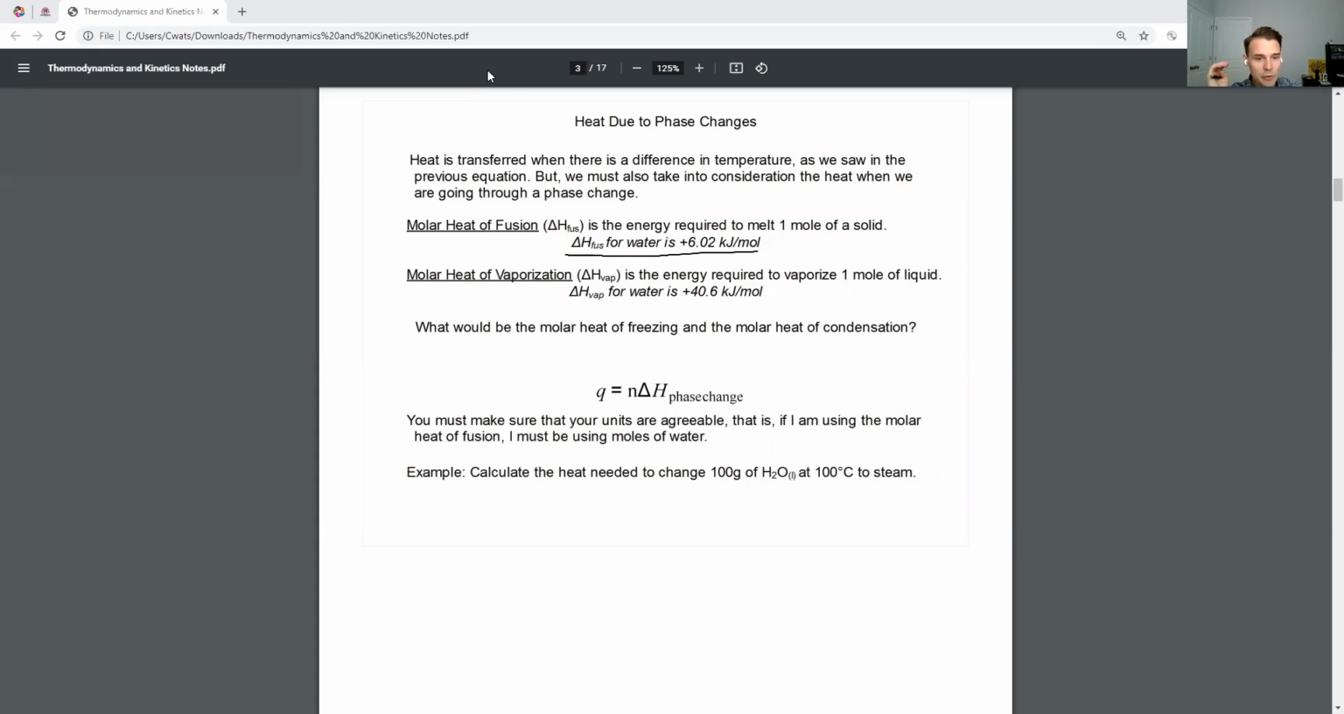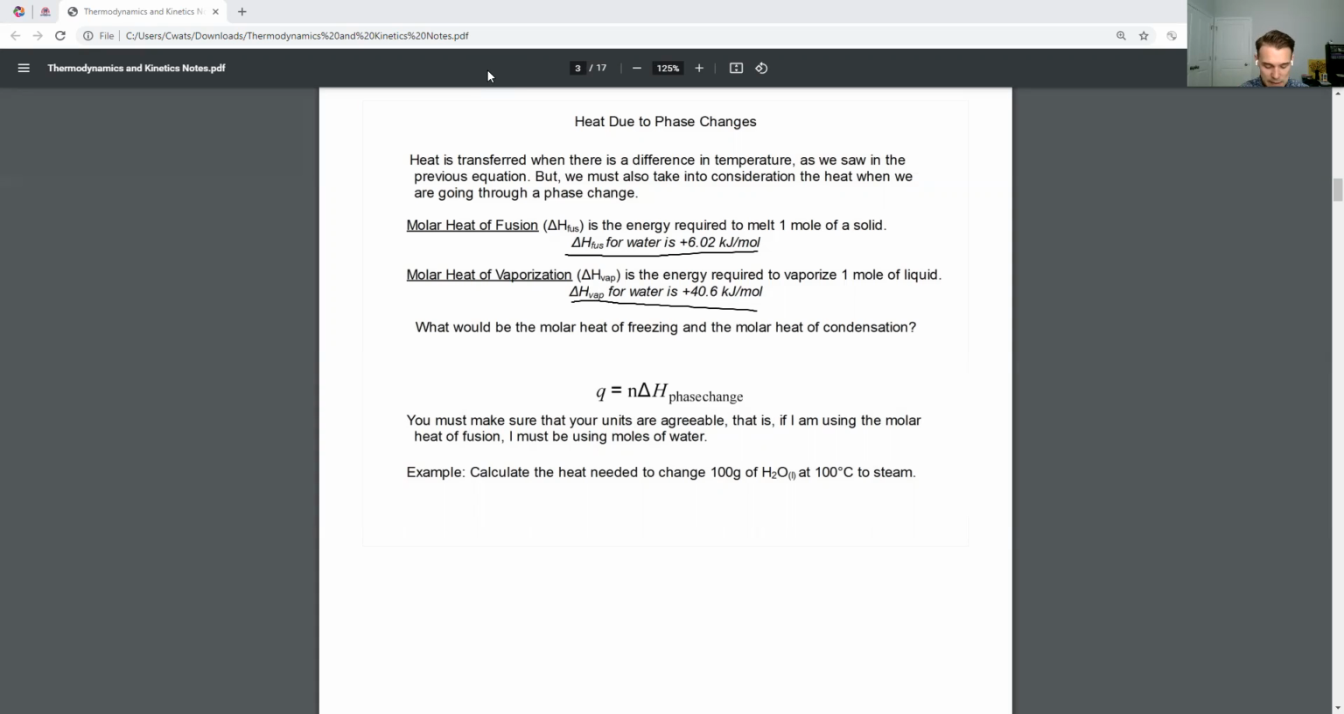The molar heat of vaporization is the energy required to vaporize 1 mole of a liquid. And then here is the delta H of vaporization for water. What would the molar heat of freezing and the molar heat of condensation be? Well, it's the same amount.